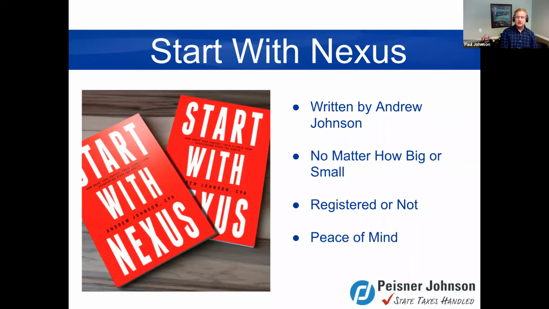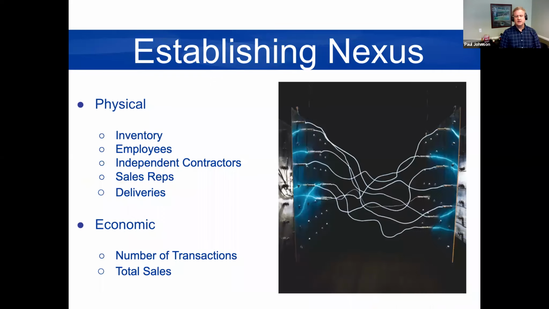Andy Johnson, as Ryan mentioned, one of the founders of Peisner Johnson, wrote a book titled Start with Nexus. This book was written to CPAs and accountants to help with consulting their clients from a sales and use tax perspective on how to become compliant. And it truly does start with nexus because it's that pivotal moment when sellers become responsible for collecting and remitting the tax to the state, like I mentioned just a minute ago. So this is literally step one in understanding your sales and use tax responsibility when selling online, to start with nexus.